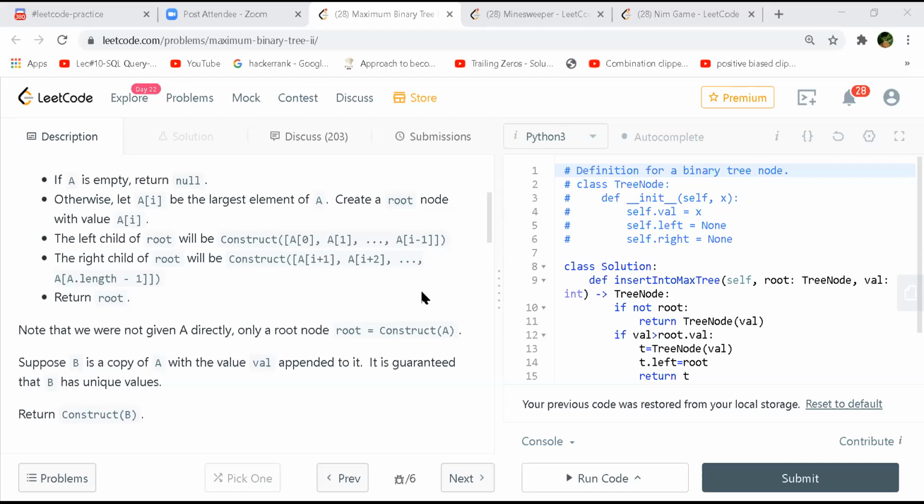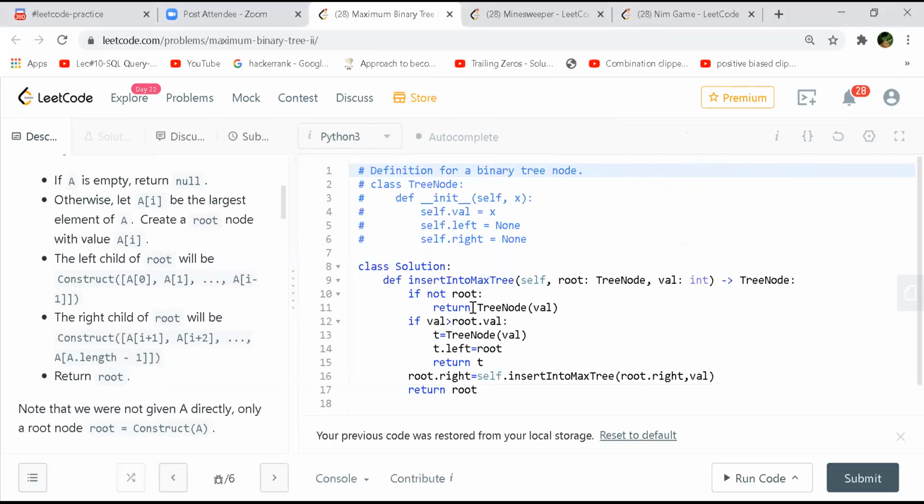So if there is no root, you just take the last node or whatever value you have, put it in the tree node and return, right? And if your value is greater than the root, then you put your value in the tree node and root will become the left child of that tree. Kind of a parent I'm making here. Yeah, and you return t, and otherwise root.right again, you pass root.right comma val.